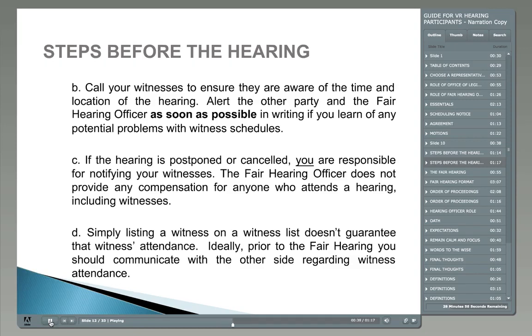Also important to remember that the fair hearing officer doesn't provide compensation for a witness to appear. They don't pay travel, they don't pay lost wages or any of that stuff. So it's just something that you want to make sure that the witnesses are prepared for and that they know about. And simply listing a witness on the witness list doesn't guarantee that witness's attendance. Ideally, prior to the fair hearing, you should communicate with the other side regarding witness attendance. That's the fair thing to do. So, if you have somebody on your witness list and they're not going to appear, in the spirit of a fair hearing, you should let the other party know about that.